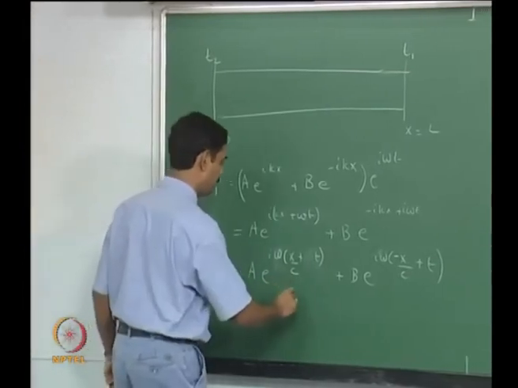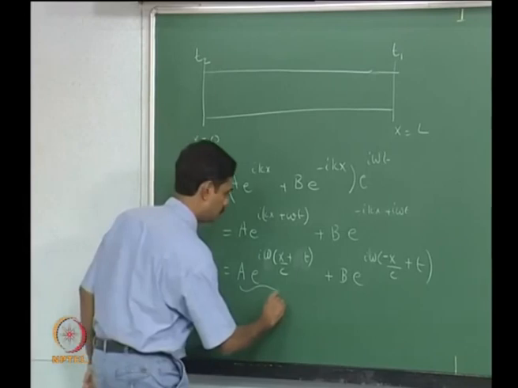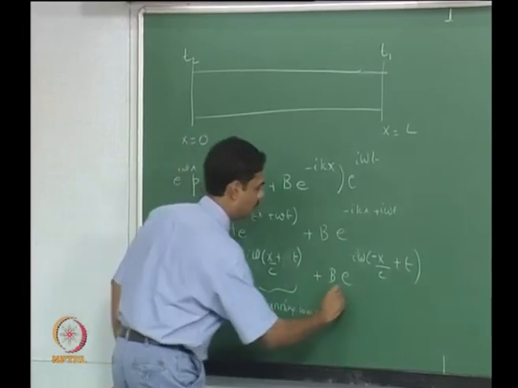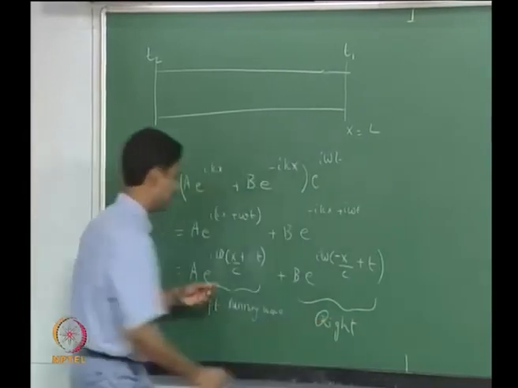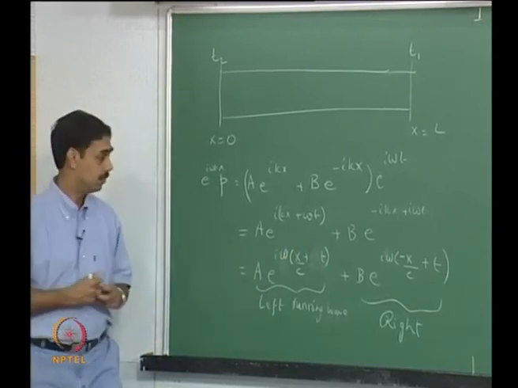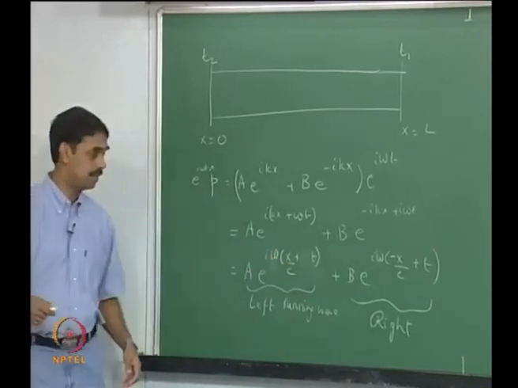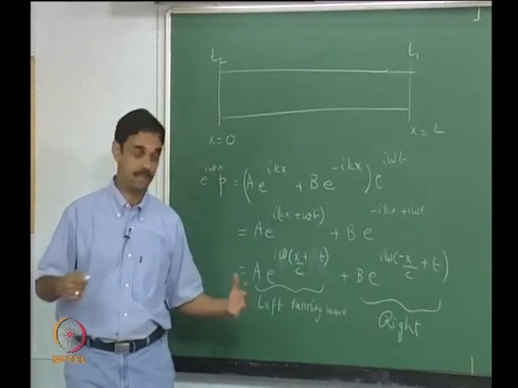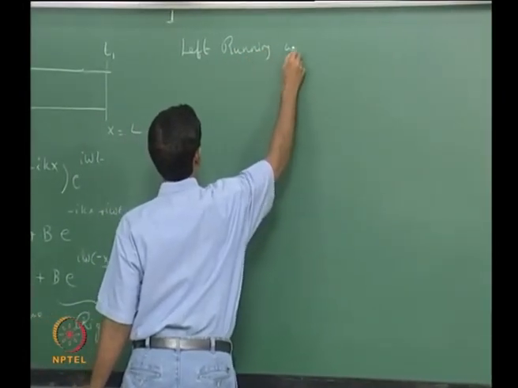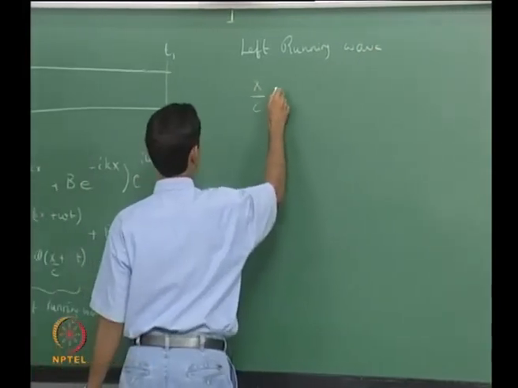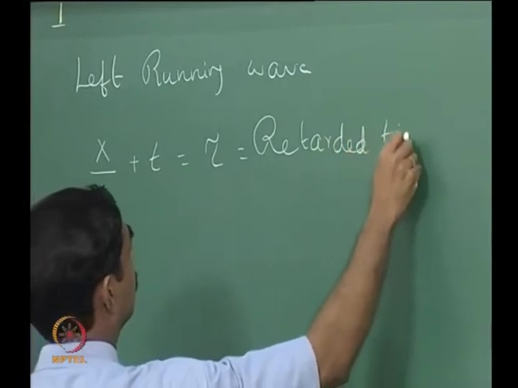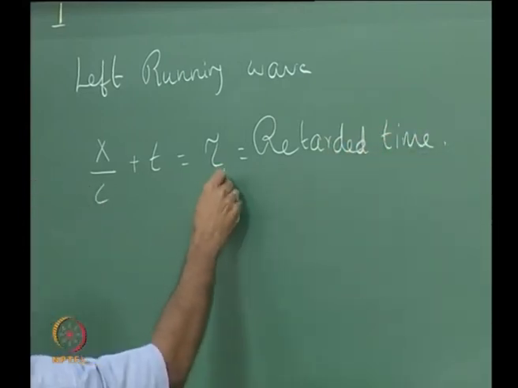Okay. So, we will look at the left running wave, and which is the left running wave? This one, right? And this is the right running wave. Why do we call this the left running wave? Because it is t plus x over c, and we showed that that corresponds to a left running wave. Now, t plus x over c, or the other quantity t minus x over c, are called retarded times. So, let us first take a look at the left running wave. We say x over c plus t, we will call this tau, that is called retarded time. So, we can call it tau l, corresponding to the left running wave.